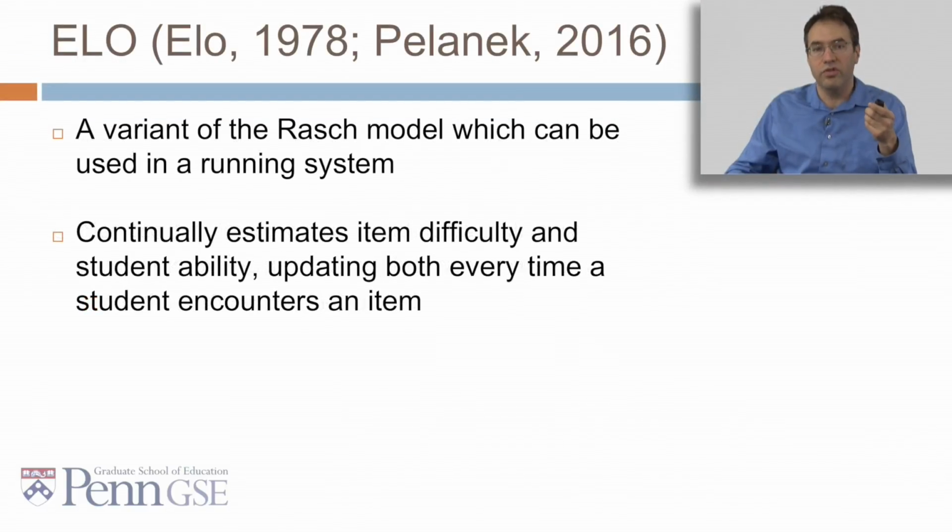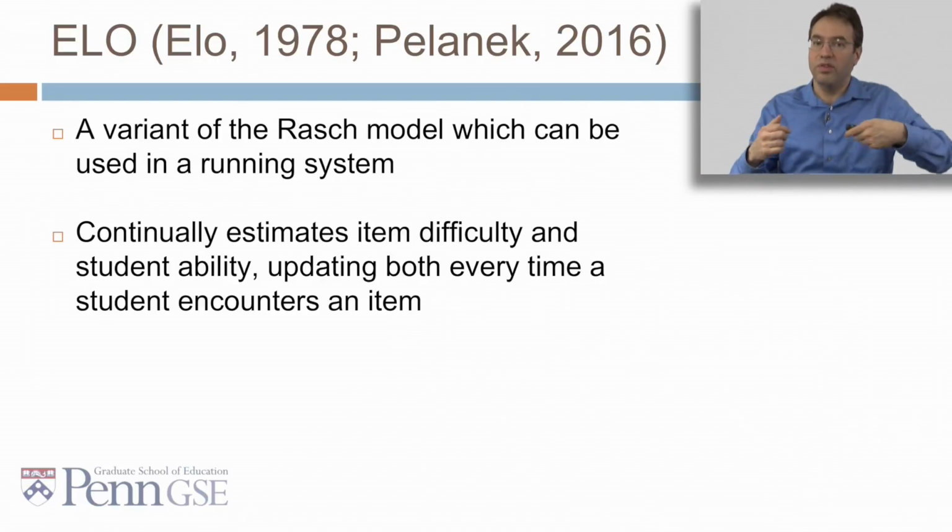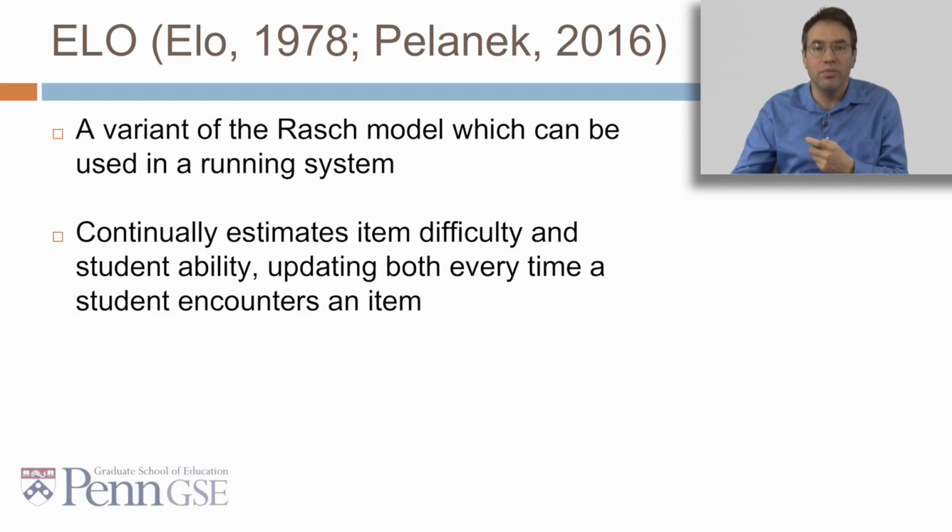It's worth briefly mentioning one extension to IRT, which is Elo. Elo has been around for a long time. It was used to rank chess players. It's a variant of a Rasch model that can be used in a running system, which is a big difference from classical IRT, which makes estimates post hoc. It continually estimates both item difficulty and student ability, updating both every time a student encounters an item.